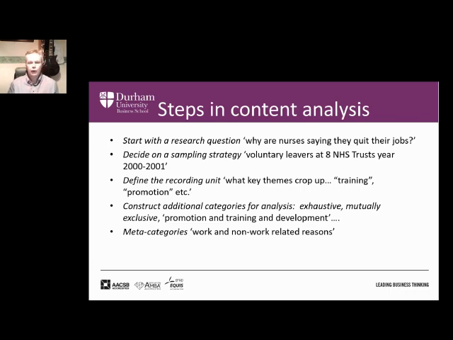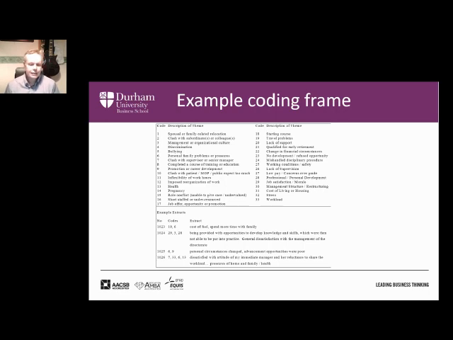So you might have promotion, training and development, but you can already see a potential problem if, for instance, the ability to not have promotion opportunities is linked to development opportunities. You want these codes to be exhaustive but also mutually exclusive. And then you might aggregate those up into bigger categories, so work and non-work related in that example. So that's the steps.